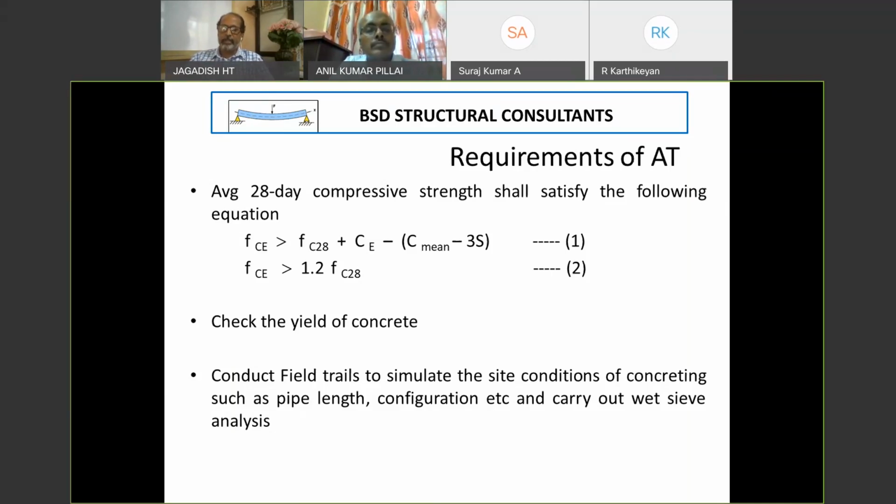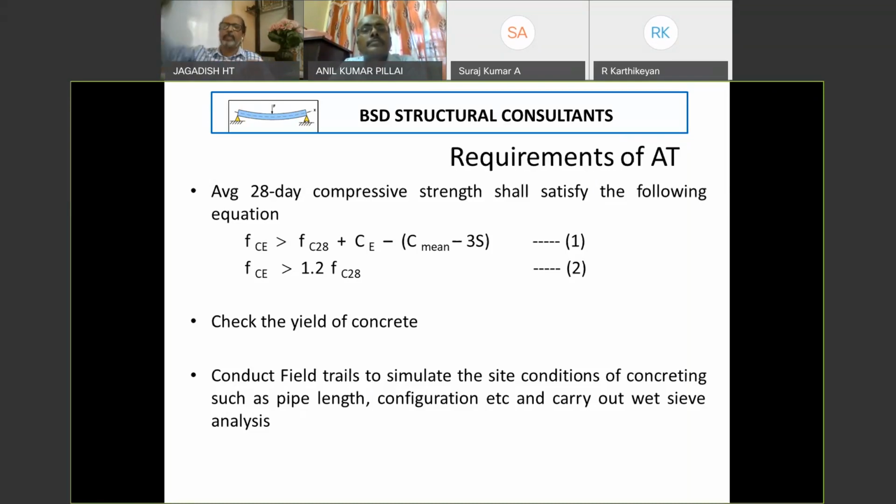Conduct a field trial to simulate the site condition of concreting, such as pipeline configuration, etc., and carry out wet sieve analysis. What we do here is, let us say I have to do the concreting of a dome which is 50 meters high above the ground. Now I have to transport concrete from the batching plant, which could be a kilometer away. So I bring concrete from the batching plant in transit mixers and pour it into the pump. The pipeline is laid for maybe around 10-15 meters horizontally, 50 meters vertically, and maybe another 10-15 meters horizontally till it reaches the pouring point.